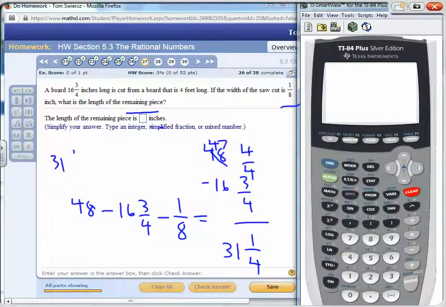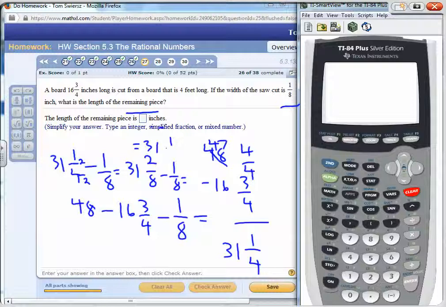So 31 and 1/4 minus 1/8. We're going to get a common denominator of 8, so we multiply by 2/2. So we get 31 and 2/8 minus 1/8, which is 1/8. So our answer will be 31 and 1/8. Okay? So again, the key is take 48, subtract 16 3/4, get that answer, subtract 1/8, because the one piece is 16 3/4 and the cut is 1/8. So again, our answer ends up being 31 1/8.